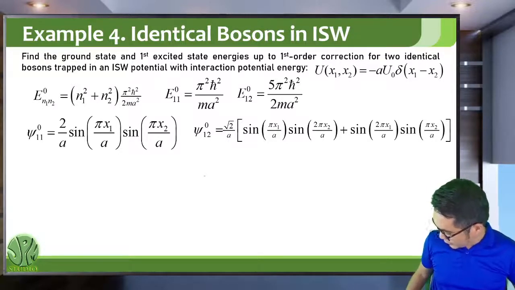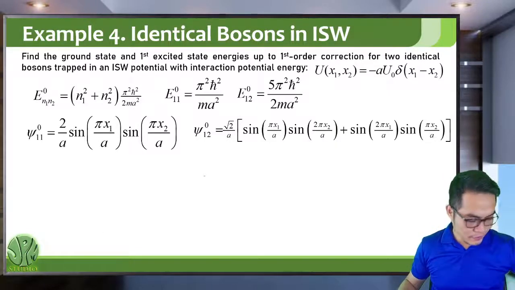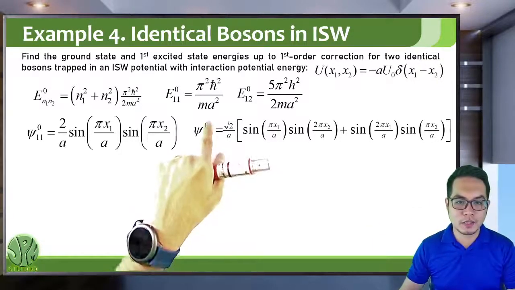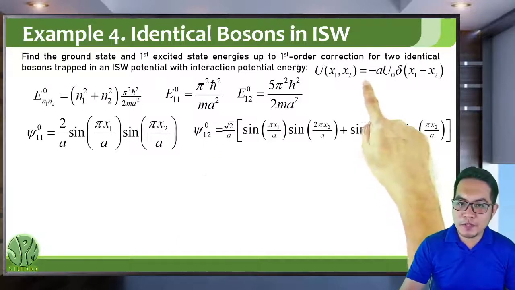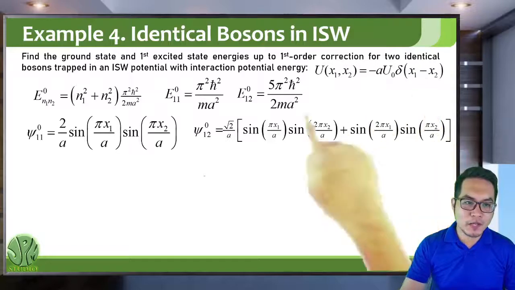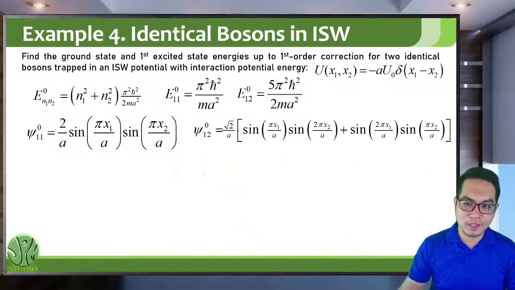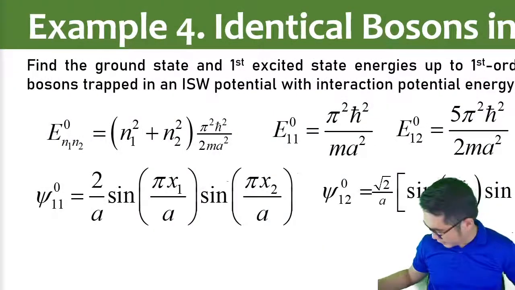So for the corrections, for the first order correction in the ground state, we sandwich our perturbation with respect to the wave functions of the ground state to get the first order correction in the ground state.